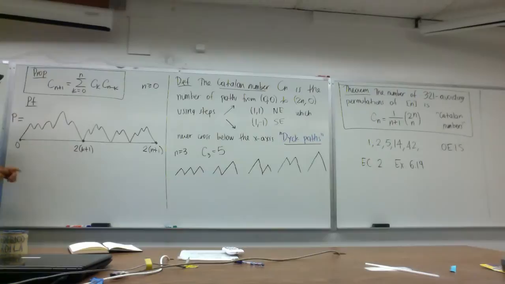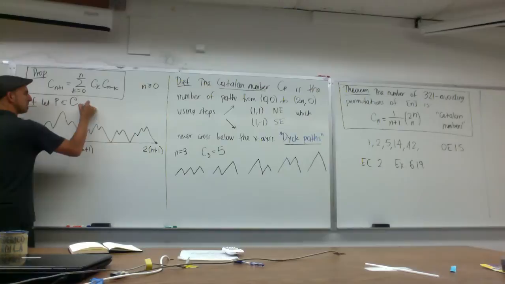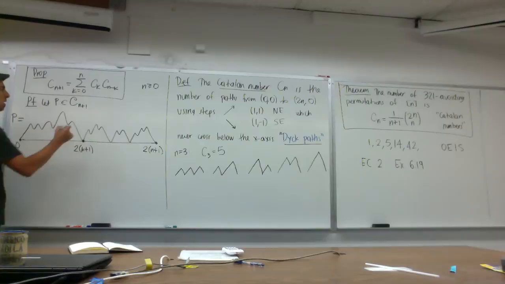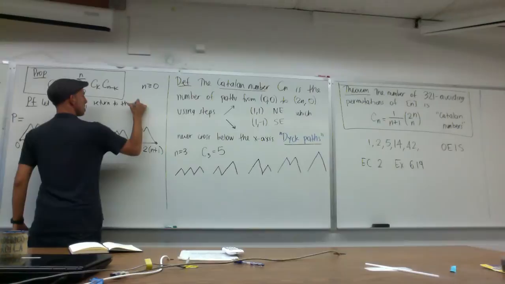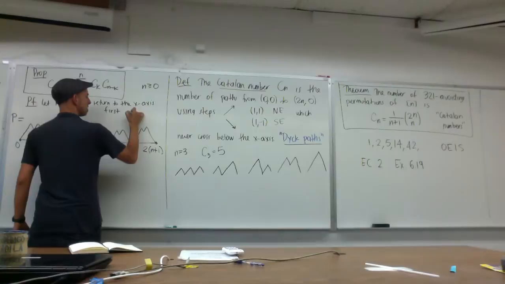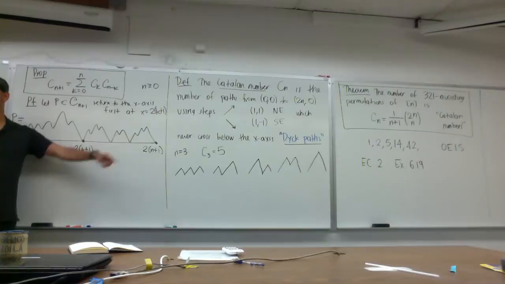So given such a path, I'm going to do the following thing. Okay. So let P denote the set of dike paths of length n plus 1. Okay? Return to the x-axis first at x equals 2k plus 1. Okay? The worst case scenario is that it never hits except for the end, and in that case, k is going to be equal to n. Okay, so k is well defined.